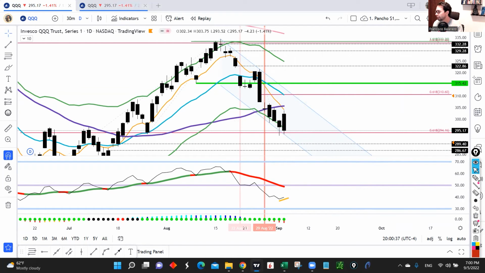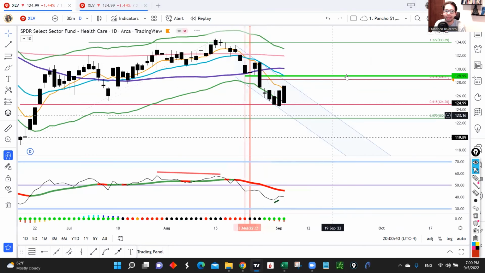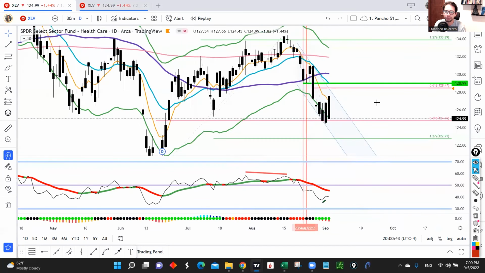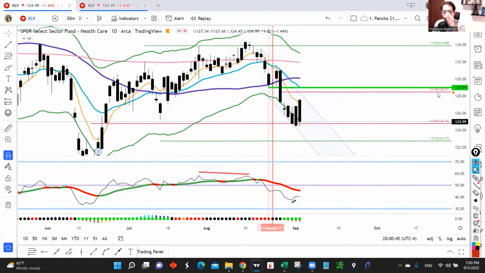And then finally, I have two more names for you. The next one is going to be XLV, pretty similar chart. You can see that most of these charts look pretty similar, but that's the beauty of it, right? Because these patterns are actually really easy to trade. Why? Because we had a break of structure right here on XLV. So you have a pretty clean level to short, and also a pretty clean level to exit.